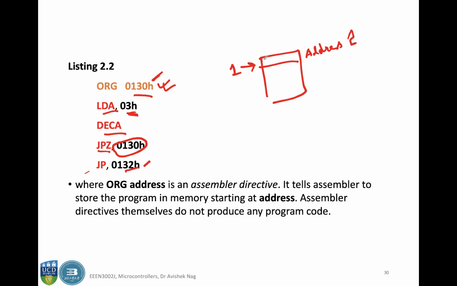ORG 0130 means that this address is 0130. Okay, and then your program counter will also be initialized with this address. Okay, and then as and when this program proceeds, your program counter will get incremented to different values starting from 0130.